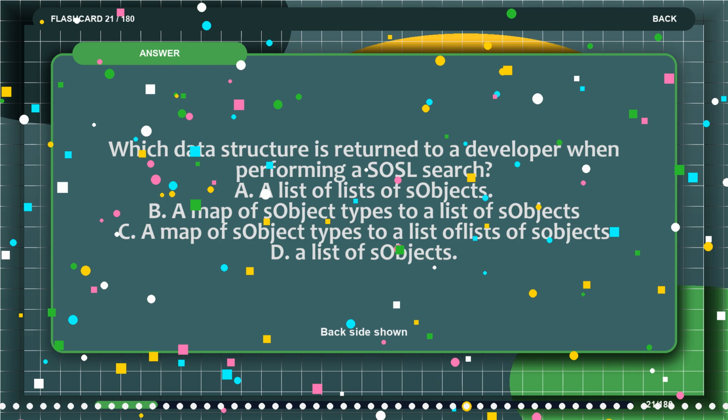B. A map of S object types to a list of S objects. C. A map of S object types to a list of lists of S objects. D. A list of S objects.